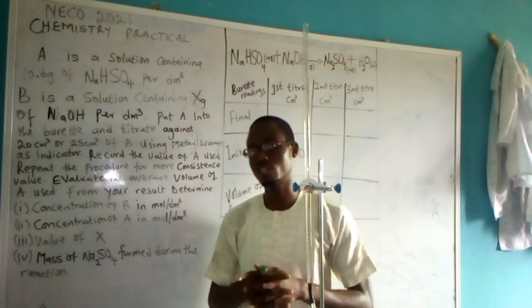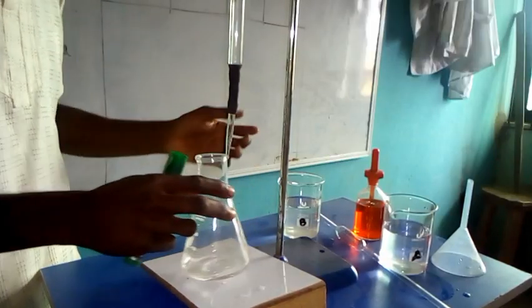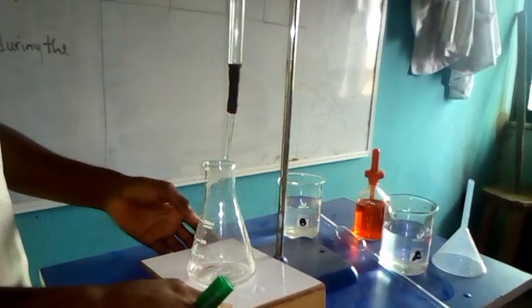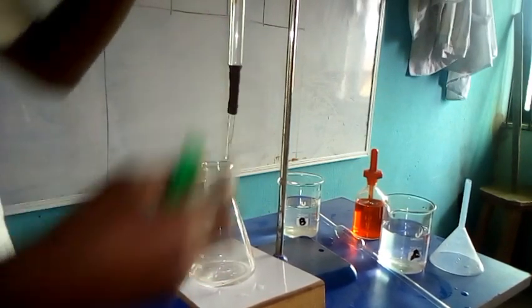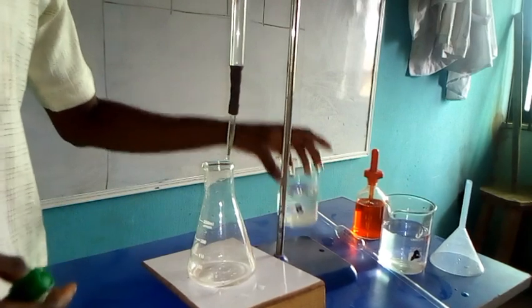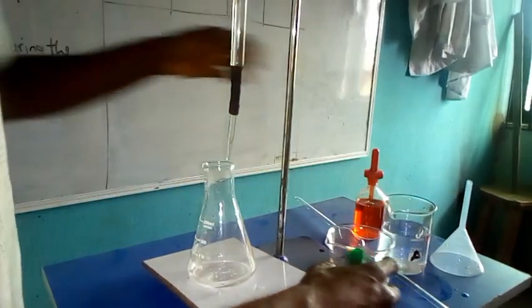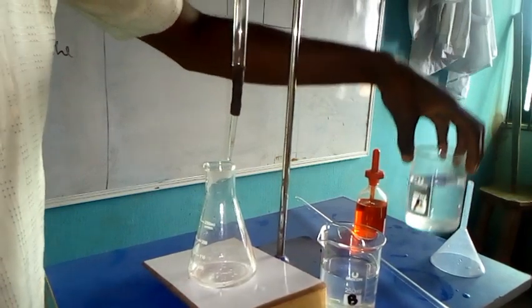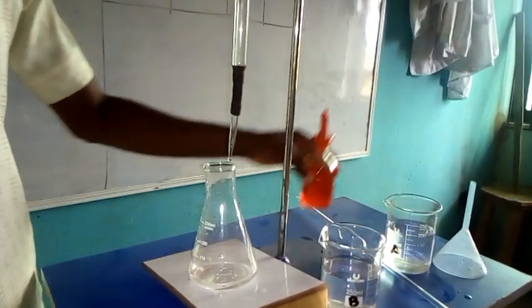So let's see how the experiment will be carried out. This is our pipette. This is in place of our white tile. Then we have the burette hanging on the retort stand. We have B, which is the sodium hydroxide. We also have our A, which is sodium hydrogen tetraoxosulfate VI, and our methyl orange indicator.